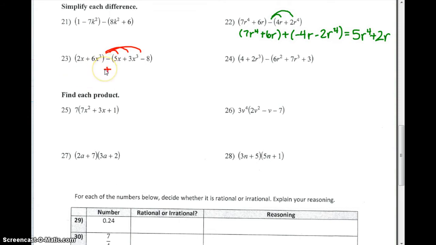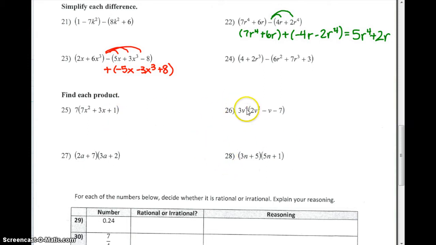Okay, so this actually becomes a plus 5x, or excuse me, plus a negative 5x minus 3x cubed plus 8. Okay? So the negative becomes a positive, and all positive numbers become negative. Okay? Moving on to multiplying.